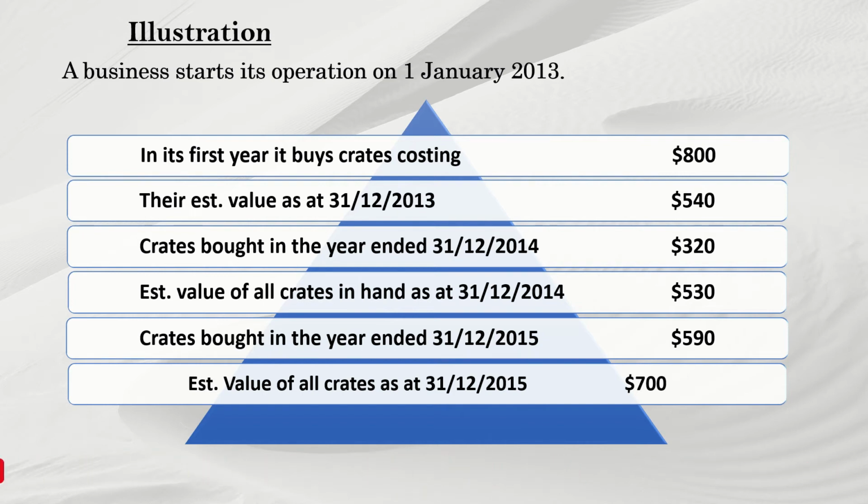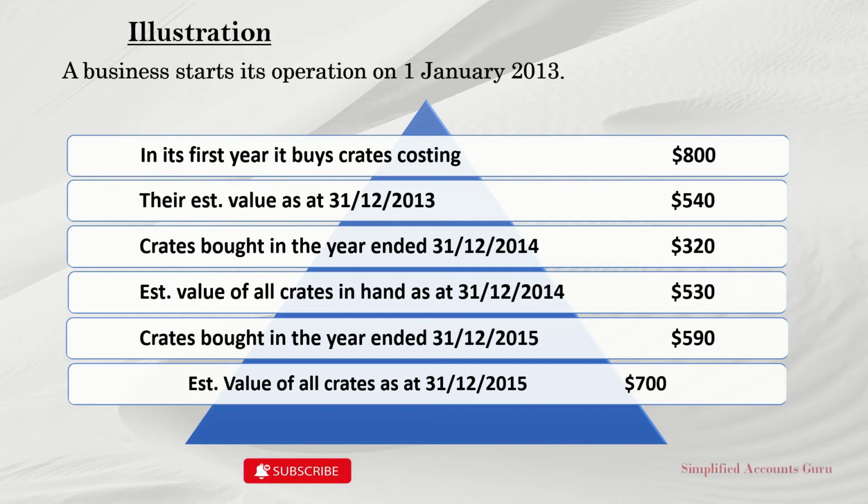Then we also look at the next statement, which is telling us that crates bought in the year ended 31st December 2015 amounted to $590. So that is also another purchase. Then, within the financial period, the estimated value or the market value of the crates that are owned and controlled by the business at that point in time amounted to $700.